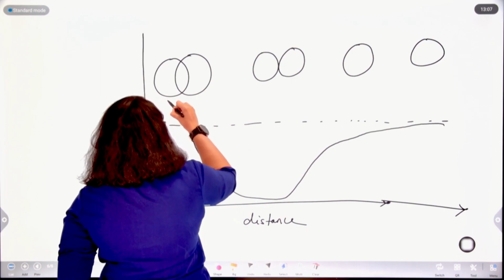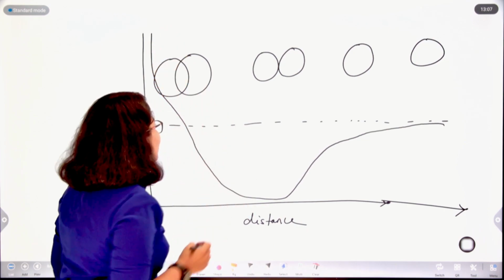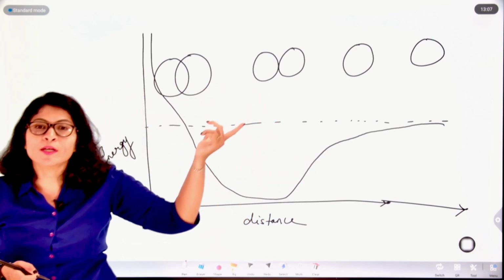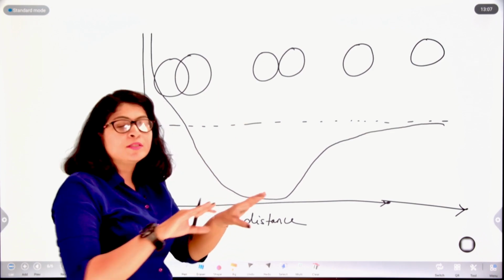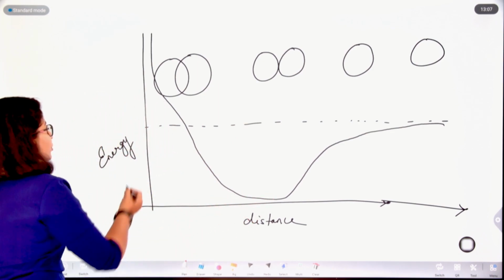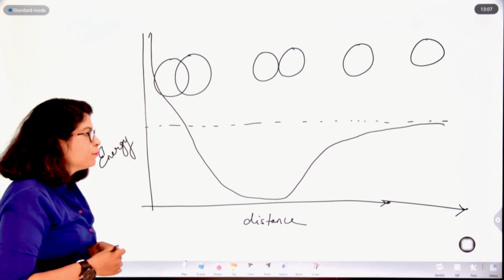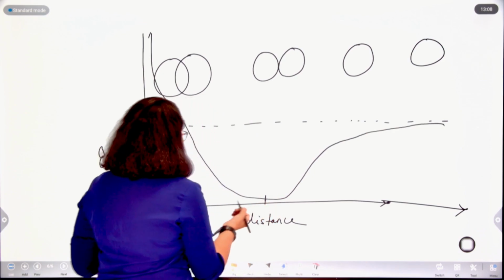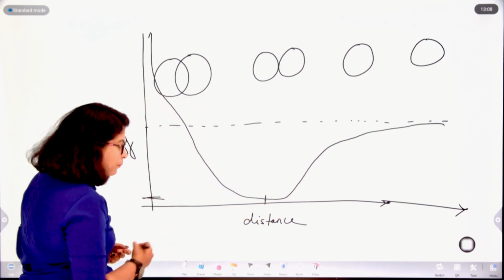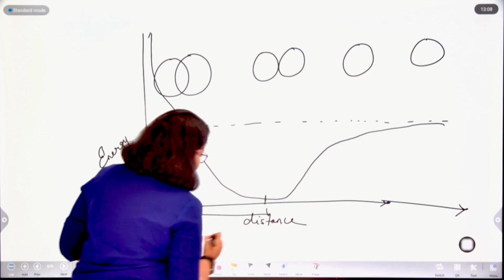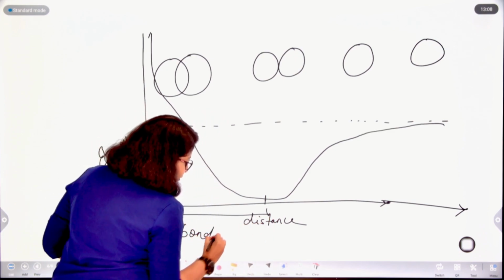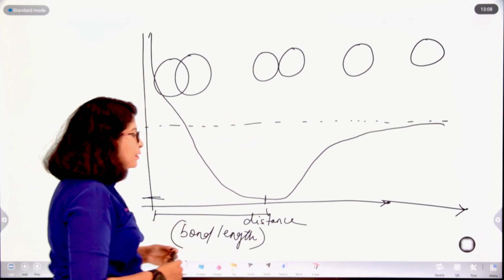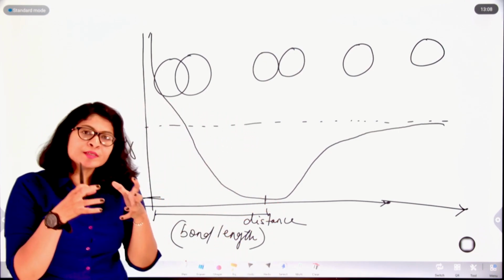Gradually when they penetrated into each other, the repulsive forces between the nuclei of both the atoms started dominating. As a result, the repulsive forces came into being and the energy increased gradually. So if you observe the graph, at a particular distance they will have the lowest energy or stable structure, and that distance is basically called bond length. Okay, so bond length is that distance where the energy is minimum.